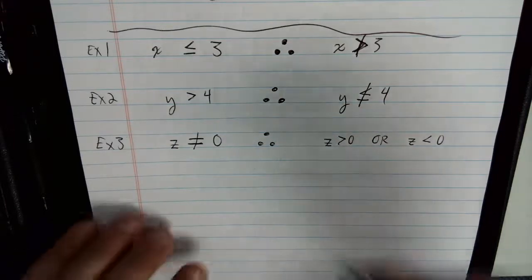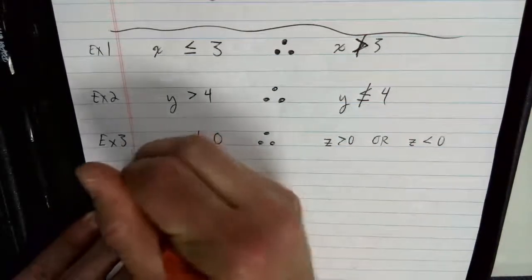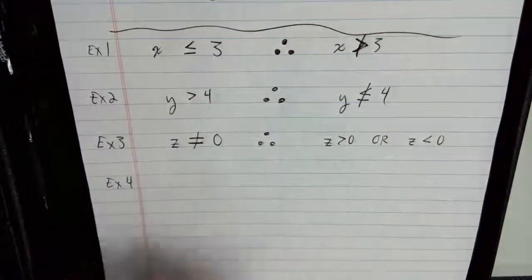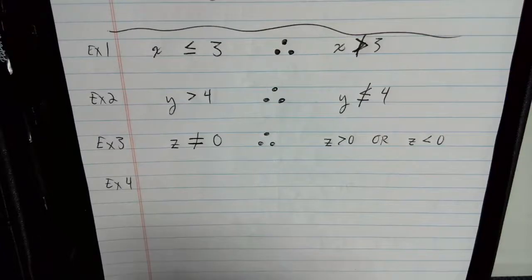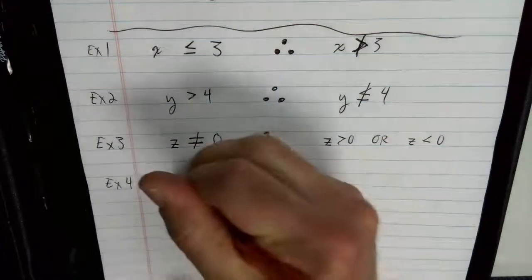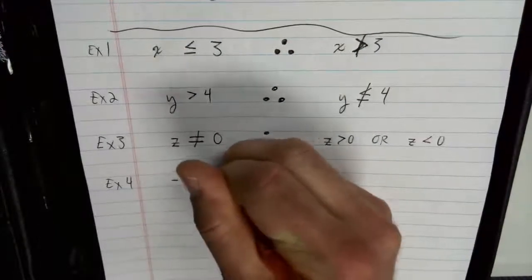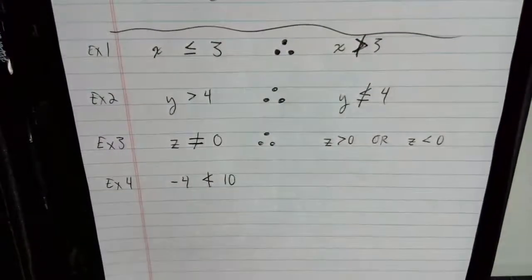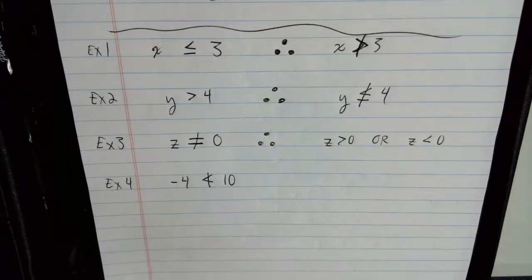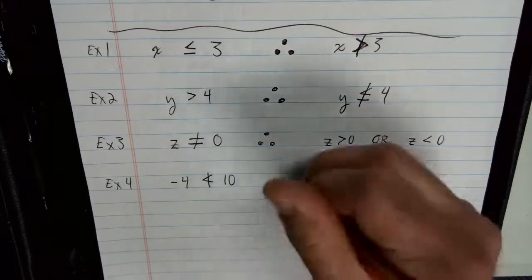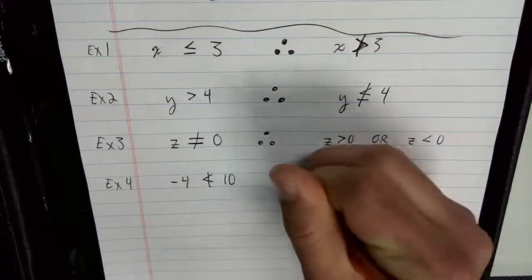All right, so let me give you a couple other examples. And instead of writing some conclusions, what I want you to do is give me a true or false. Okay? -4 is not less than 10. True or false? I heard one false and two trues. -4 is less, so it's false. That is false.